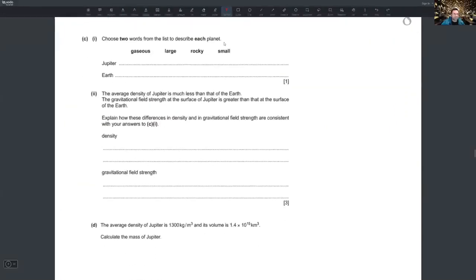Choose two words from the list to describe each planet. Jupiter: large and gaseous. Earth: small and rocky. Here comes the analysis part. Remember when we talked about analysis? All of this is analysis. The average density of Jupiter is less than that of Earth. The gravitational field strength at the surface of Jupiter is greater than that at the surface of Earth.